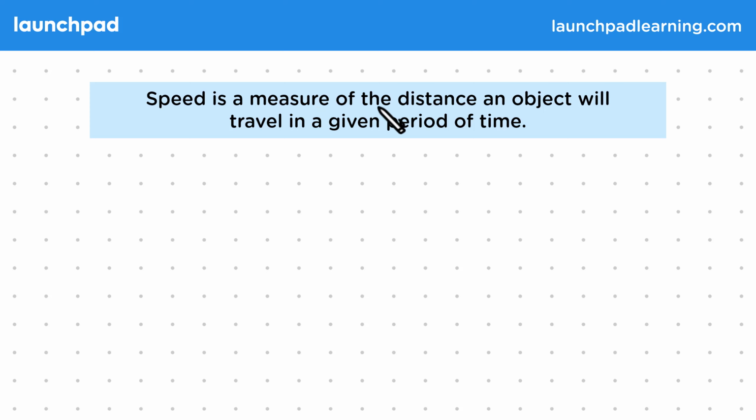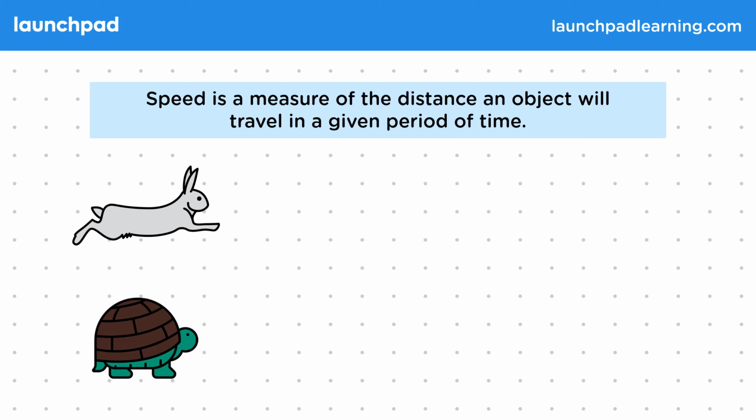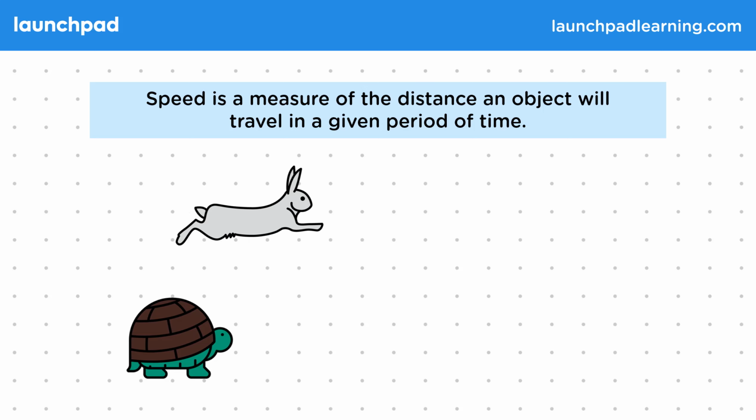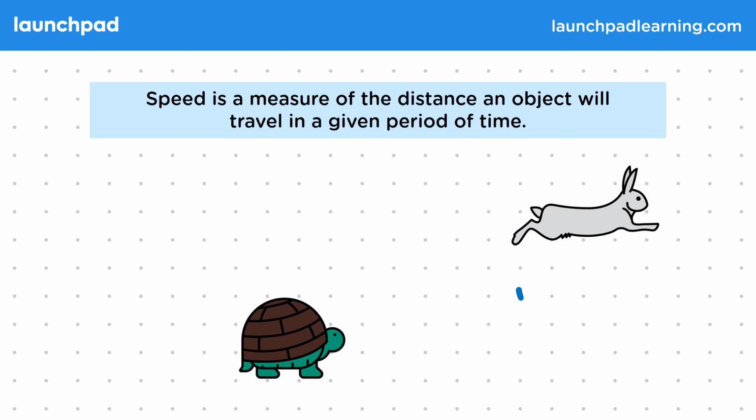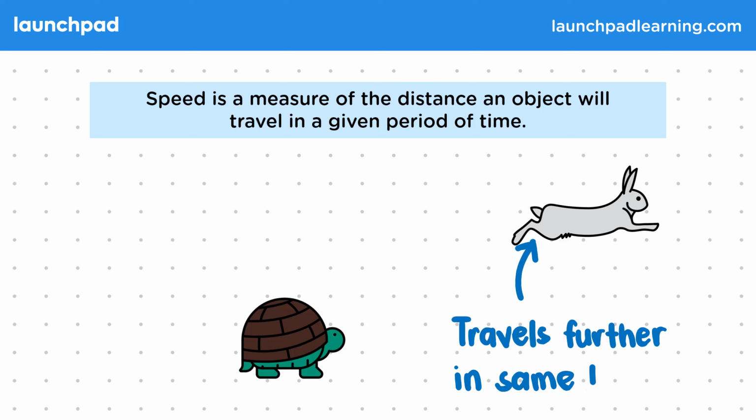Speed is a measure of the distance an object will travel in a given period of time. Now, speed is a scalar quantity. A rabbit and a tortoise, for example, have different speeds, so they each travel different distances in a given time. As you can see, the rabbit travels further in the given time, so the rabbit has the greater speed.